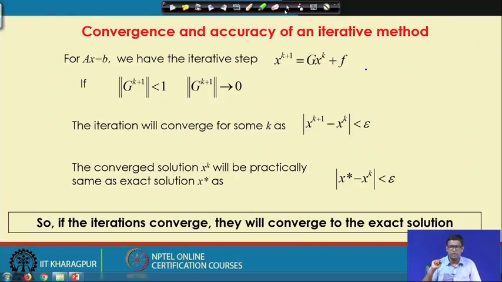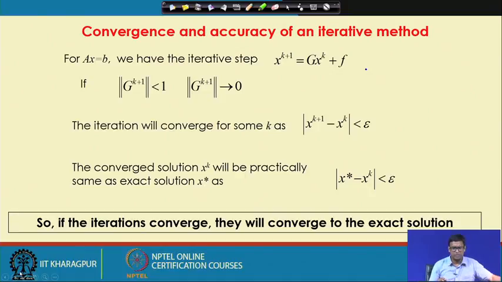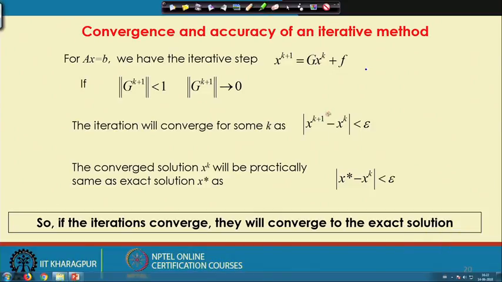Another thing we can also see, if we go to the previous slide, is that the value x k plus 1 minus x k is g to the power k into something. Similarly, x star minus x k is also g to the power k into something. So, all this is some initial value multiplied with g to the power k.